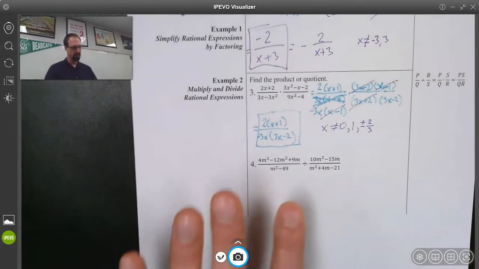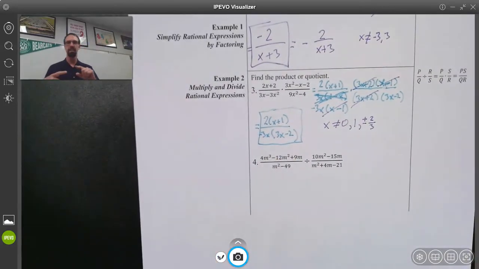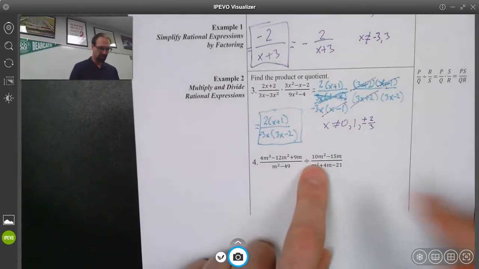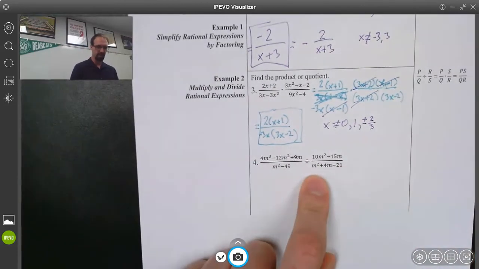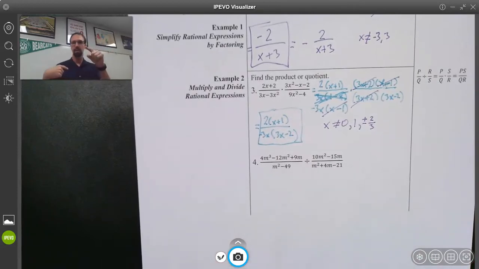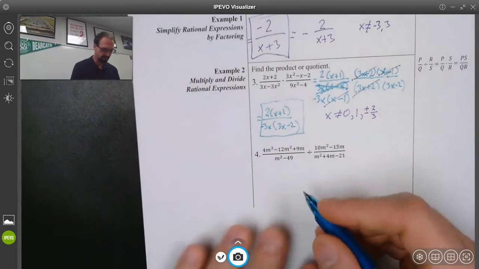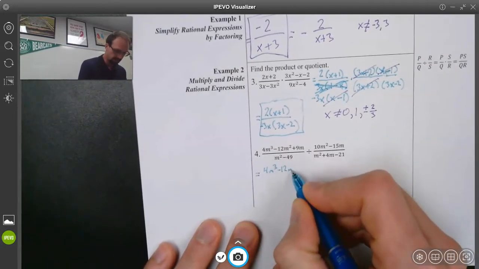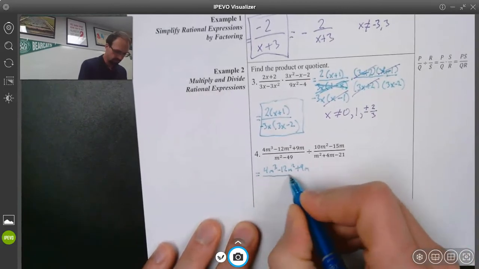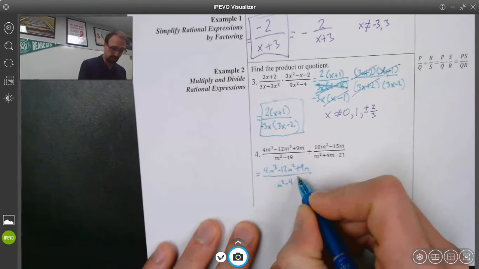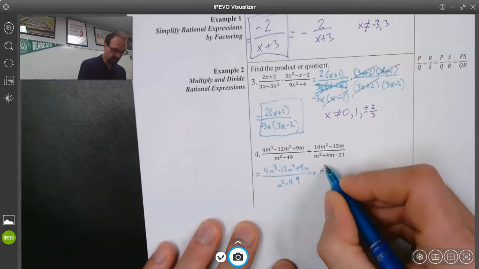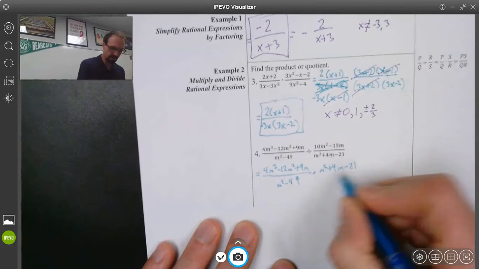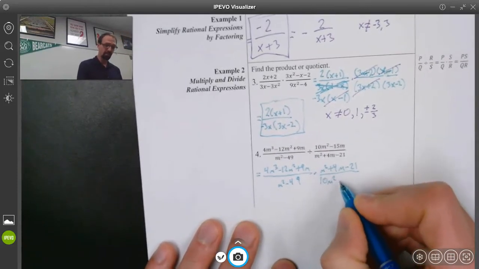And then for my last one here, whenever we have division, remember when you divide with a fraction, you have to multiply by the reciprocal. So I'm going to be flipping, multiplying by the reciprocal. So when I do that, I need to actually take this 10m squared minus 15m and m squared plus 4m minus 21. I need to multiply by the reciprocal. So we're just going to set up this problem by rewriting it in its entirety. 4m cubed minus 12m squared plus 9m all over m squared minus 49, and then times m squared plus 4m minus 21 all over 10m squared minus 15m.